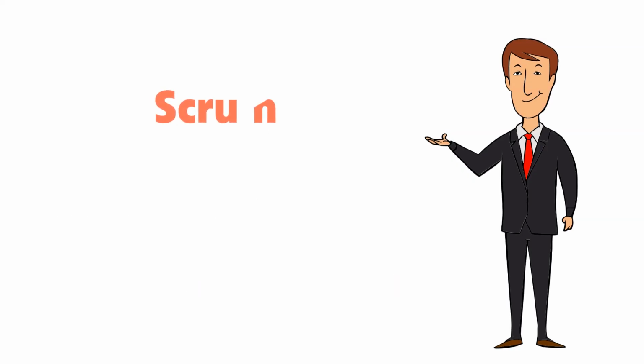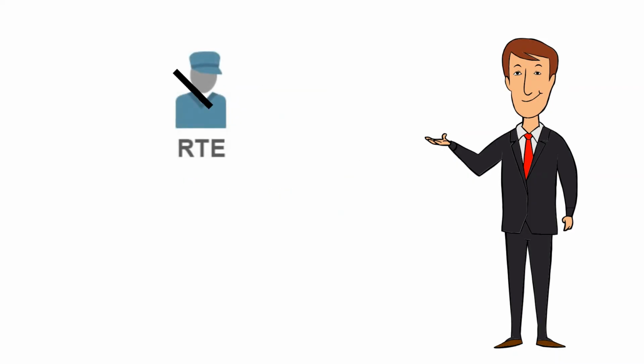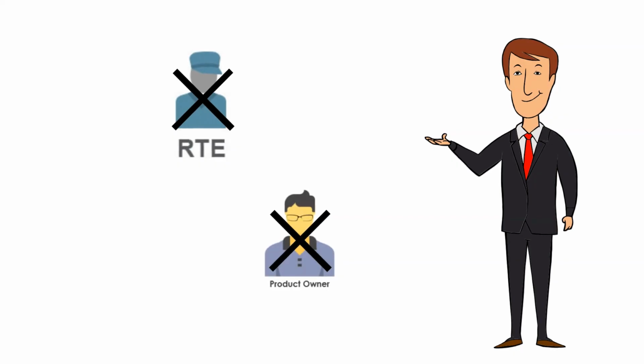If Scrum XP doesn't sound good, then don't use it and adopt Scrum as per the Scrum Guide. If the RTE doesn't make sense, and having a dedicated product owner in each Agile team doesn't make sense, don't have them. Be pragmatic.